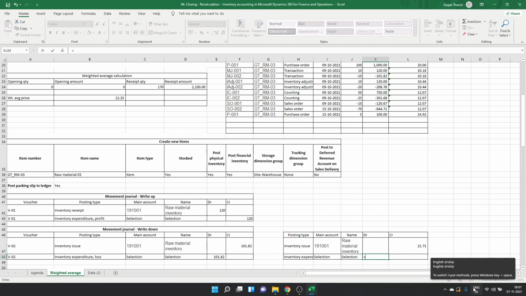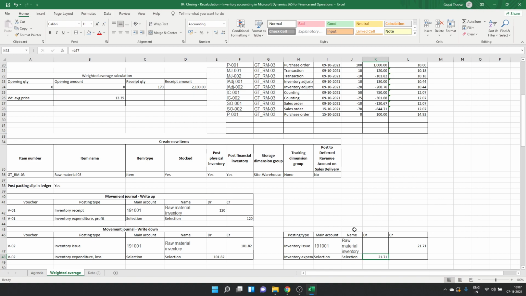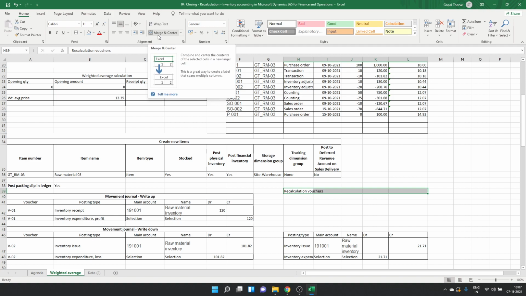Okay, and it will debit the account which was selected at the writing in offset account while writing down this particular inventory. Okay, so these are recalculation vouchers. Generally these vouchers are not posted individually. They are accumulated for the same set of GL accounts and are posted cumulatively.